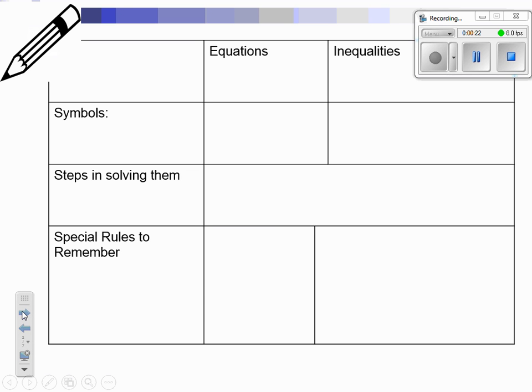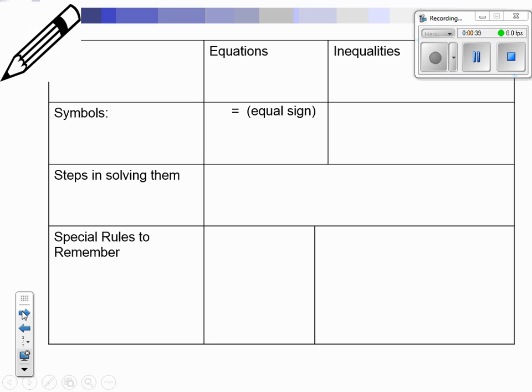See the little pencil up in the upper left-hand corner? That's my new way of telling you when we need to write things in our notes and when we don't. That way it becomes more of a visual marker. Some things that you should keep in mind. Equations we've already done, and inequalities we're about to enter into right now, and there's some differences.